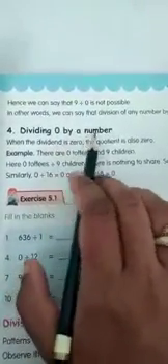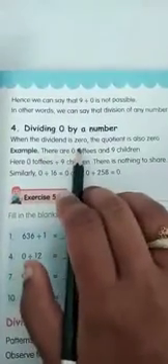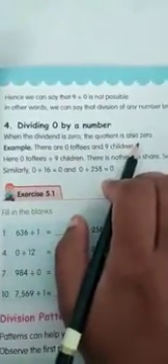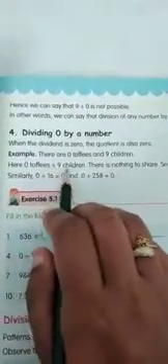Let us do the fourth property, dividing 0 by a number. When the dividend is 0, the quotient is also 0. Example: there are 0 toffees and 9 children. Here, 0 toffees divided by 9 children.